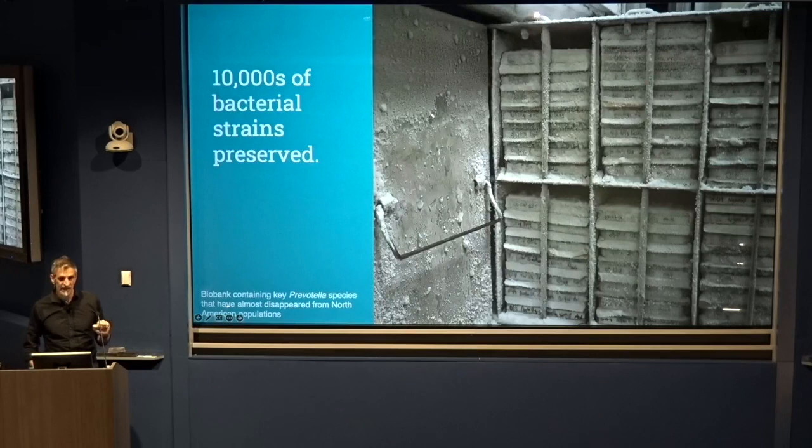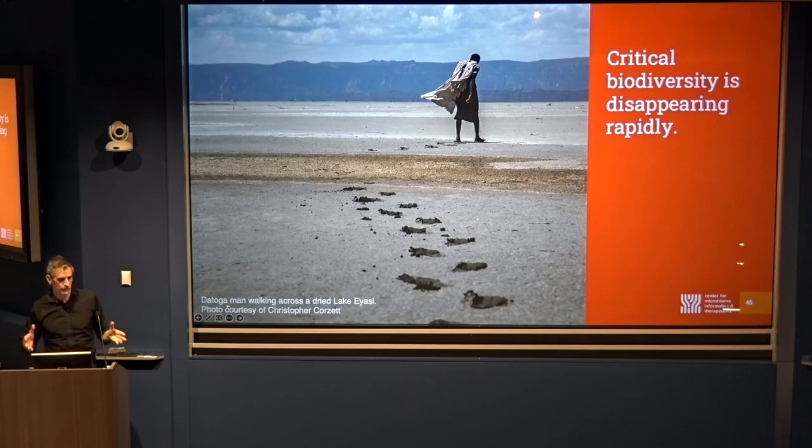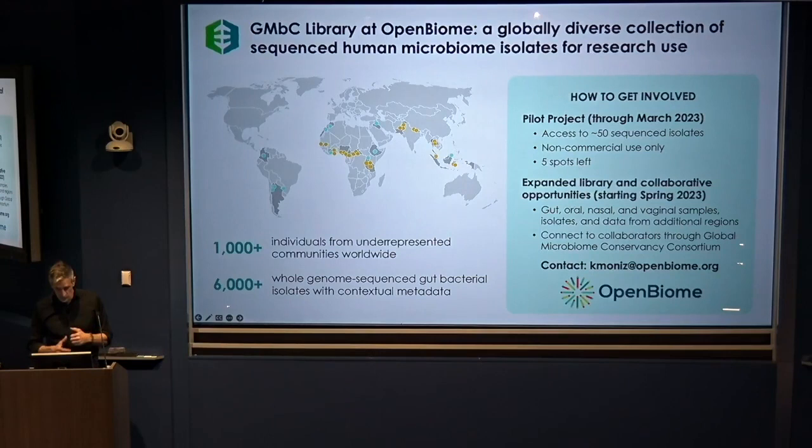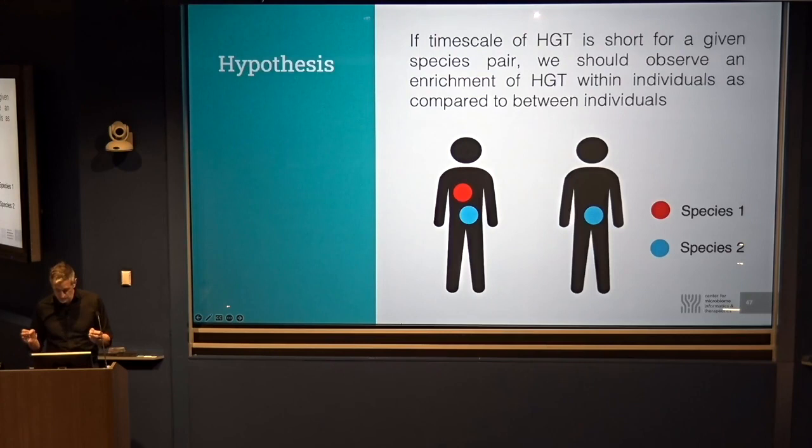the first thing they did is they isolated tens of thousands of different strains of bacteria. And then they said, Eric, most of the critical biodiversity is actually present in the microbiomes of folks that are not living in industrialized countries. And so they started an organization called the Global Microbiome Conservancy. It's been flying around the world, collecting this biodiversity, preserving it for future generations, and then allowing scientists to use this to do research.